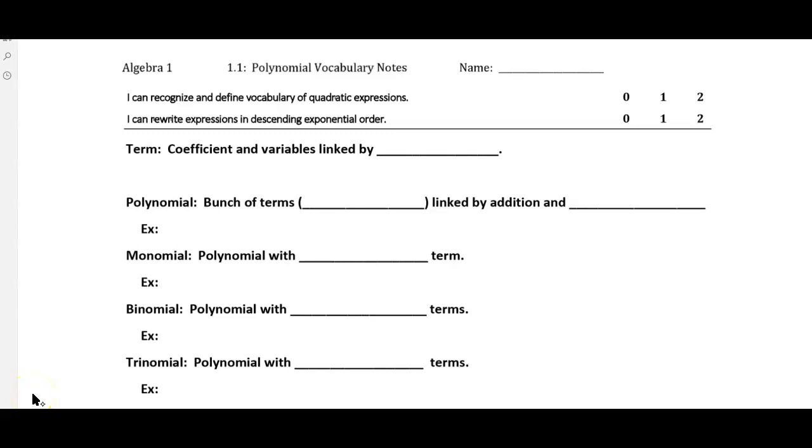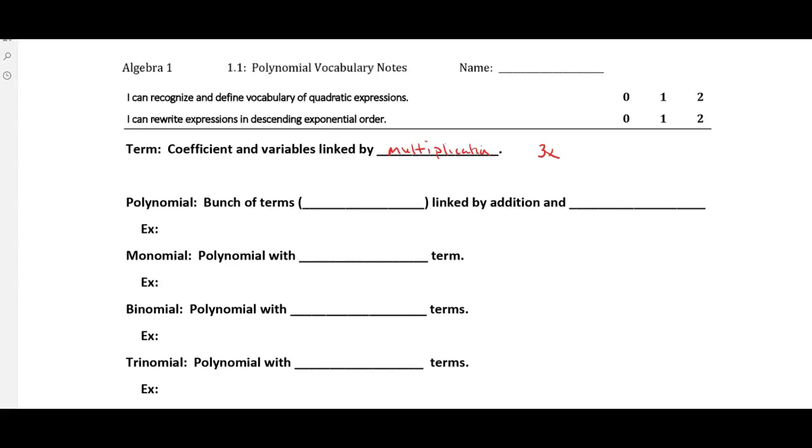Okay, so this first unit talks about everything about polynomials, and it's pretty important to understand every part of it. First off, we have to discuss a term. A term is a coefficient and variable linked by multiplication. So when we look at it, 3x is a term.